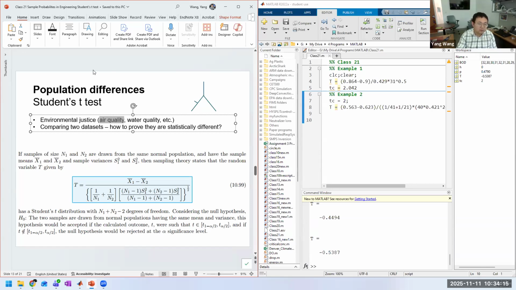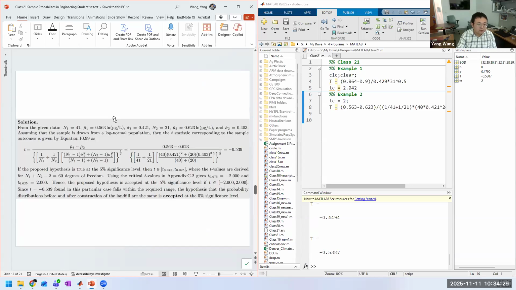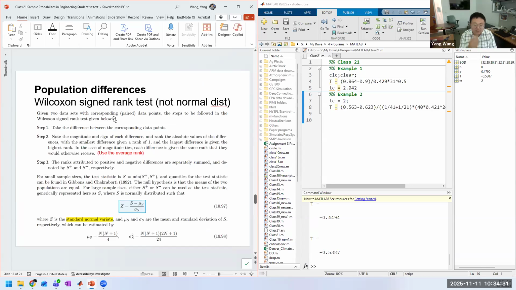So the air quality or the air pollutant distribution in terms of the population should not be following the Gaussian or normal distribution. Maybe it's following the log normal distribution, right? Or some other distributions. So under this situation, basically we're going to take the samples of the two different locations or two different populations. So first, we'll take this difference between the corresponding data points. For example, at location A and location B, at each hour, we're taking the air quality concentration, right? And then we take the difference between the data points.